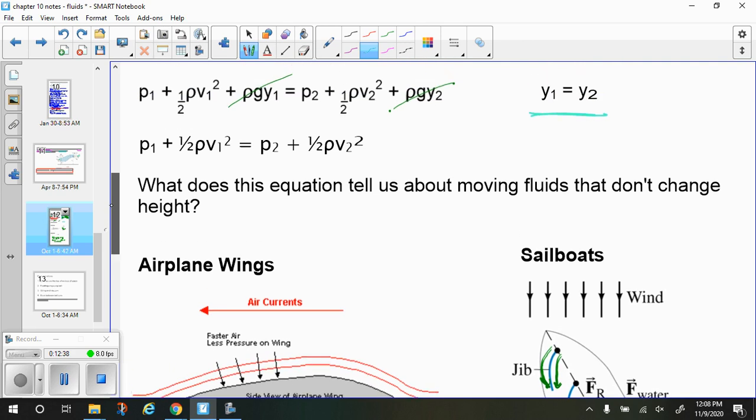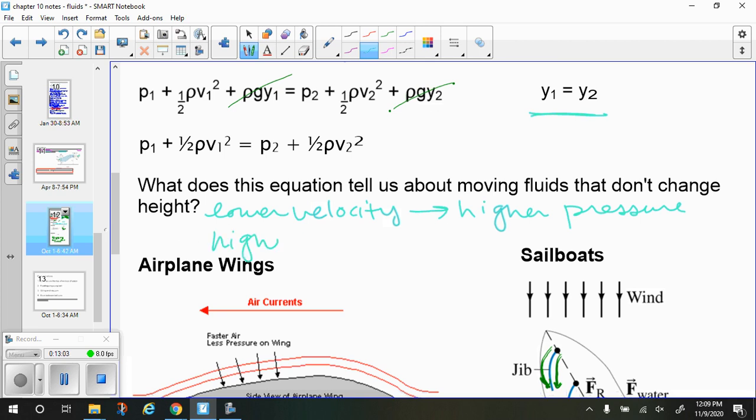I missed this question. I just skipped right over it. What does this equation tell us about the fluids that don't change height? So, for fluids that don't change height, if we have a lower velocity, we're going to have a higher pressure. And if we have a higher velocity, we're going to have a lower pressure.